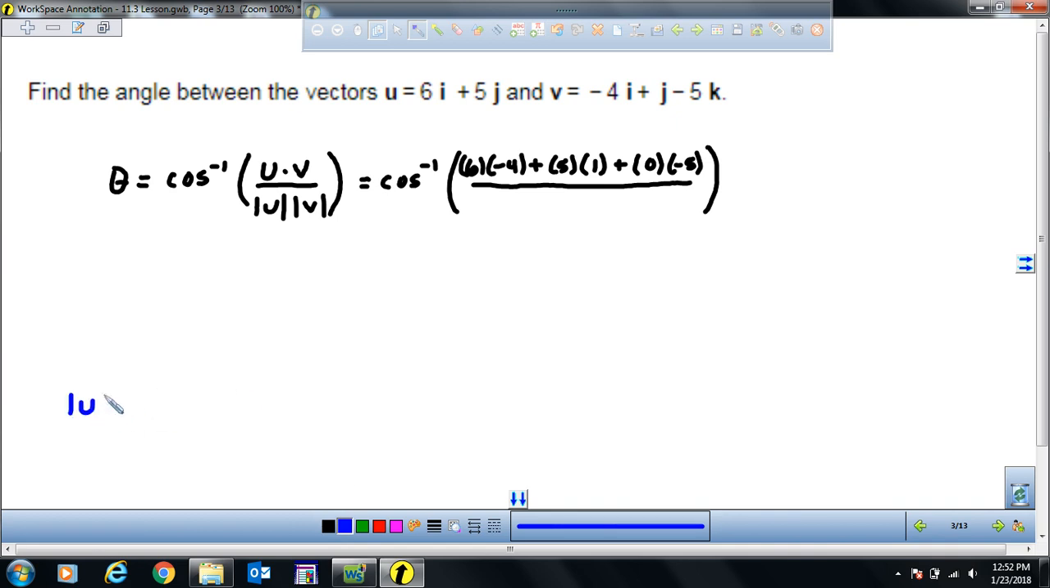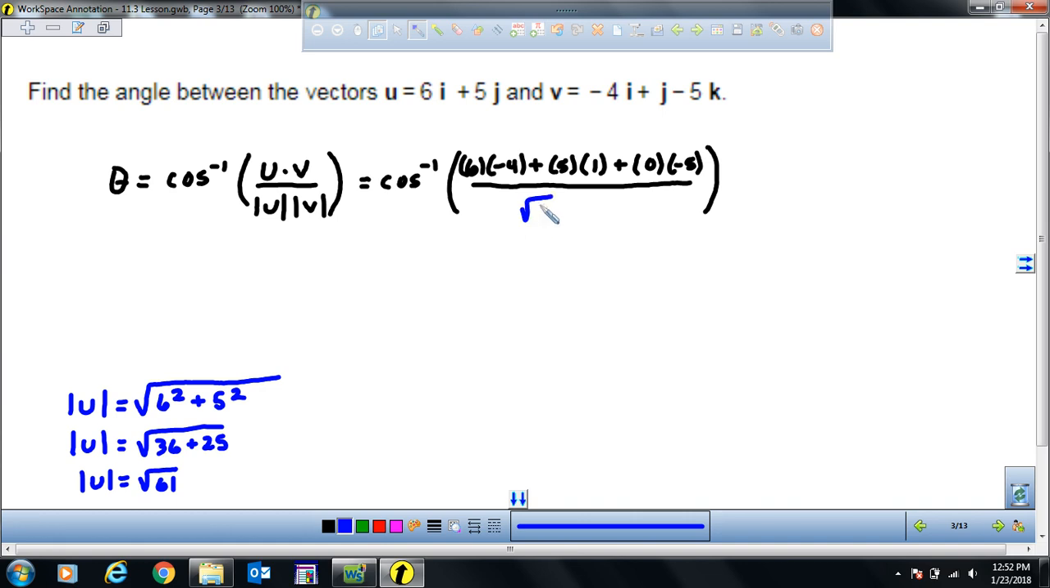So let's find the magnitude of u. The magnitude of u can be found by doing the Pythagorean theorem. u is equal to 6i plus 5j, so it would be 6 squared plus 5 squared, the square root of that. So the magnitude of u is going to be the square root of 36 plus 25, which is 61. So the magnitude of u equals the square root of 61, and that cannot be factored or simplified, so we're going to leave it like that.